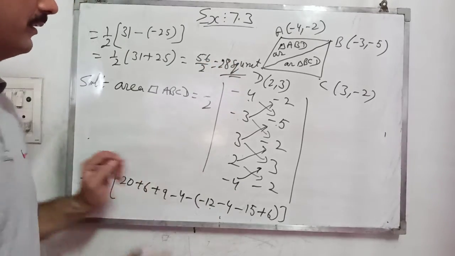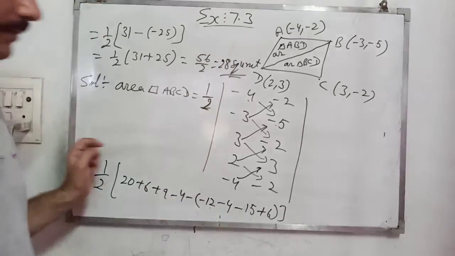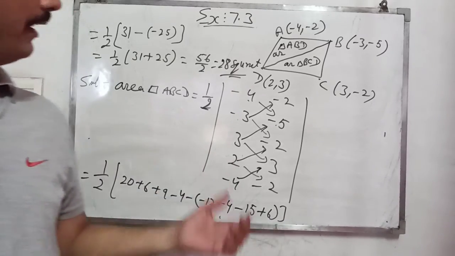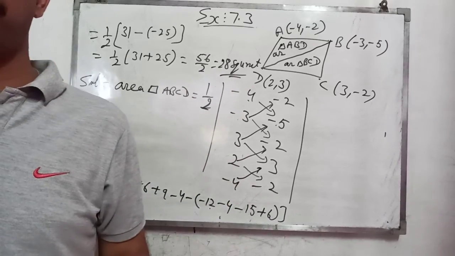So that is called the Brahmagupta method, and in such a way we also find the area of a quadrilateral.